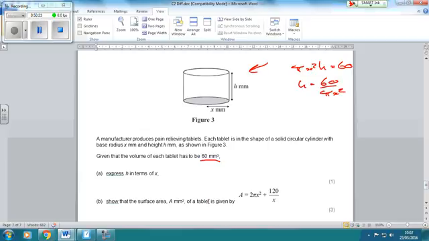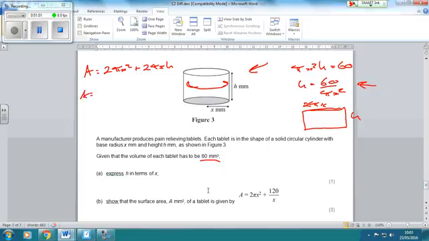Show the surface area A of the tablet is given by this thing here. So the surface area is going to be the top and the bottom, so 2 lots of pi x squared, plus the curved surface, which we've done before. That's going to be the height times the circumference, which is pi times d, which is pi times 2x, so 2 pi x, times the height. But we know that the height is this thing here, so we substitute that in.